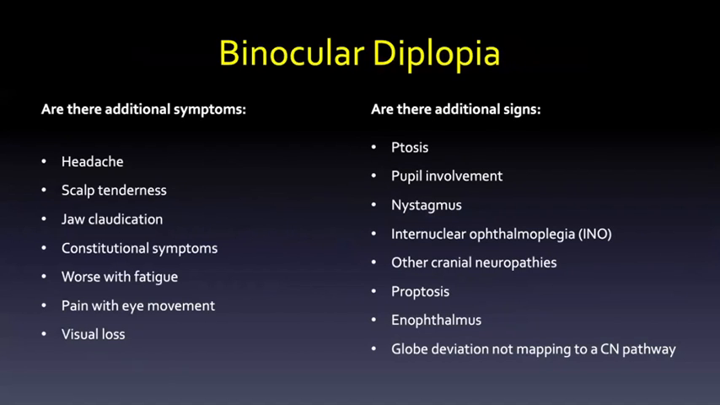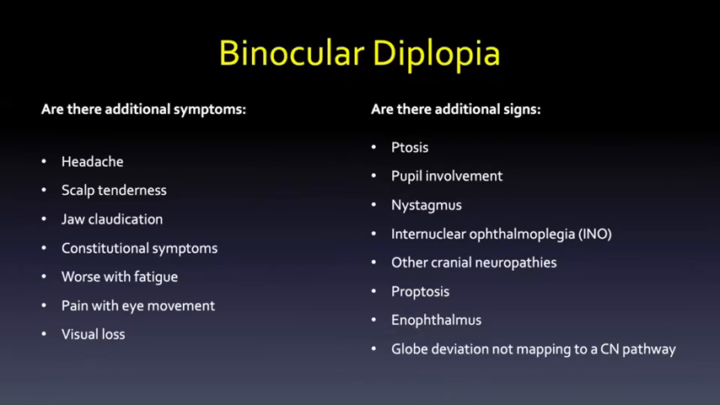There are also additional symptoms and signs that can help narrow down the cause of diplopia and are worth noting when you see them. For example, is there an associated headache, scalp tenderness, jaw claudication, which can be seen in the setting of giant cell arteritis? Are there constitutional symptoms suggesting lymphoproliferative disorder or maybe a more systemic inflammatory process? Is there worsening diplopia with fatigue suggesting a neuromuscular junction disorder such as myasthenia gravis? Are there orbital symptoms such as pain with eye movement, as can be seen with Tolosa Hunt, or myositis secondary to an inflammatory process like IgG4?